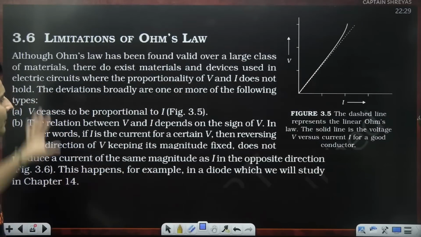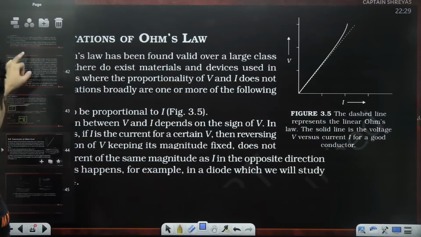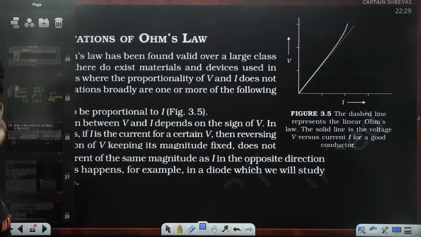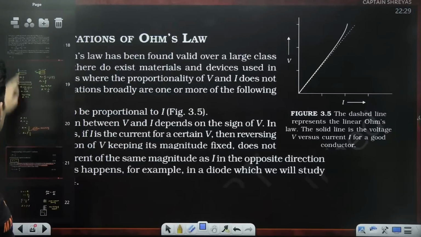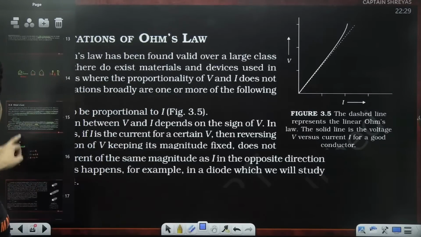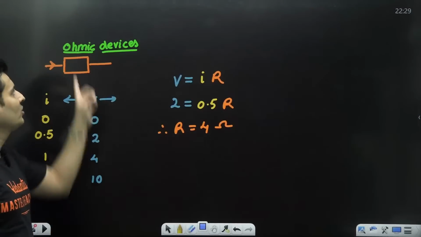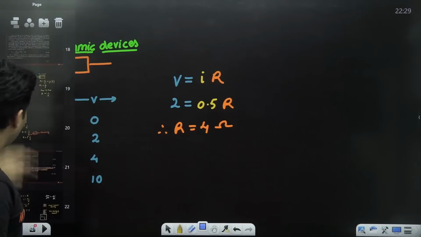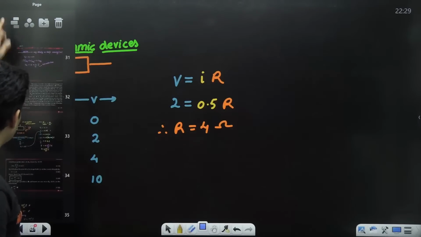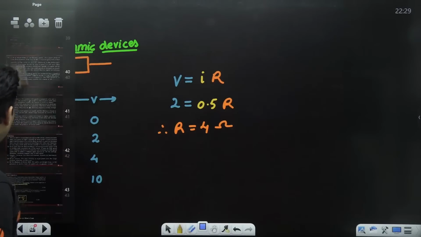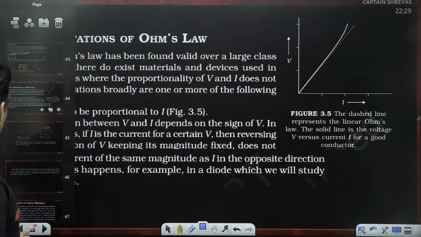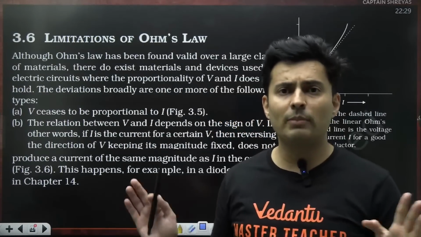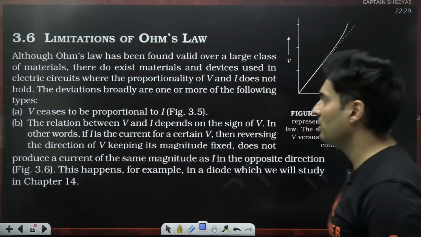This part, if you remember, I had explained while explaining Ohm's law itself. Let me go back. Where is Ohm's law? Yes. I told you this law is only valid for conductors, which is basically ohmic devices. There are devices where voltage is not proportional to current. That is why they have mentioned this, which is basically the limitation of Ohm's law. There are some deviations. Some materials do not obey proportionality. They have some non-proportional behavior.